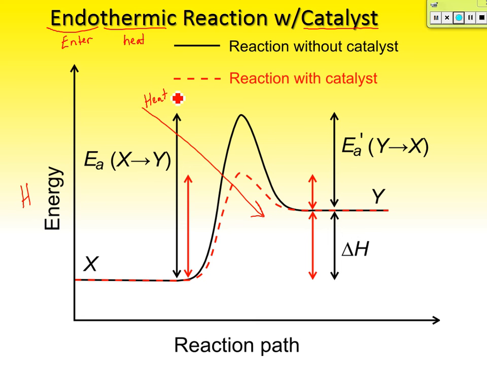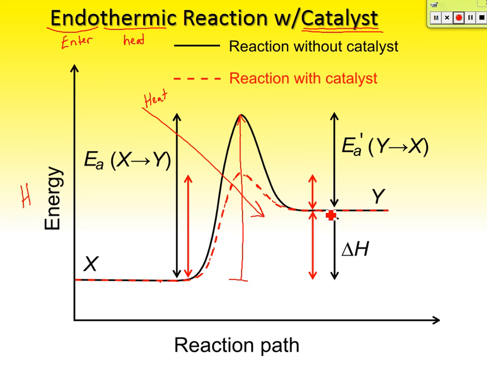Well, endothermic reactions have a very high activation energy. So if you remember how to calculate it, you start from the reactants and you go to the top of the hill. So there's not a lot of endothermic reactions for this reason. They just have such a high activation energy. Well, what would a catalyst do for an endothermic reaction? This red dotted line represents what a catalyst would do.